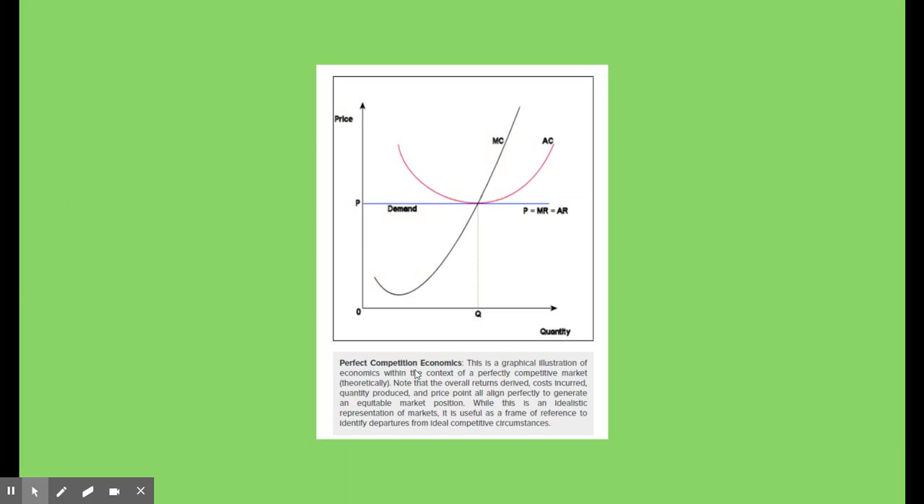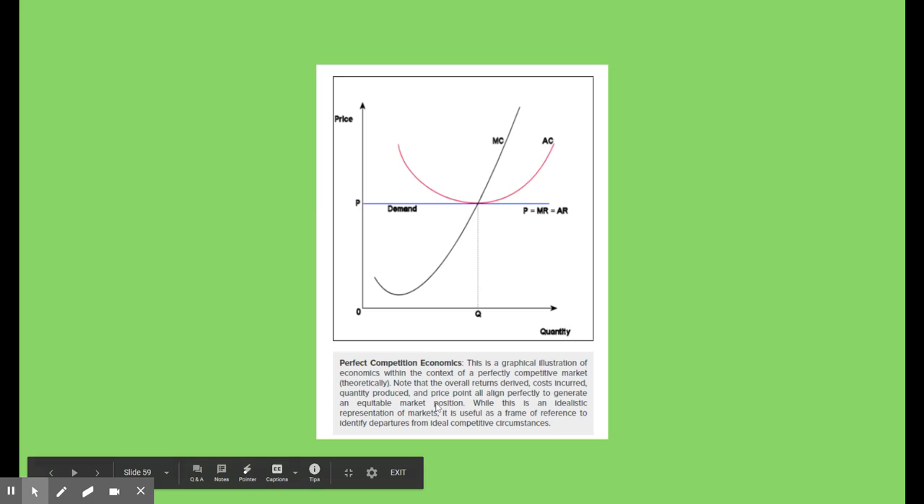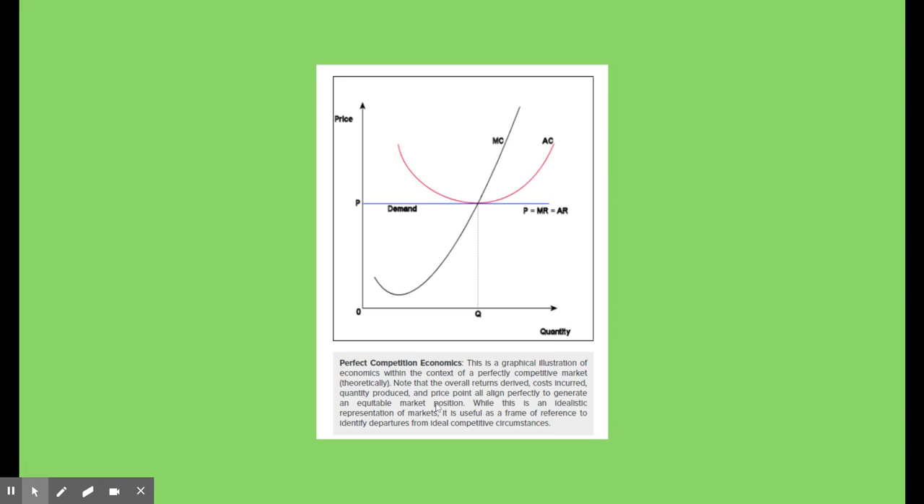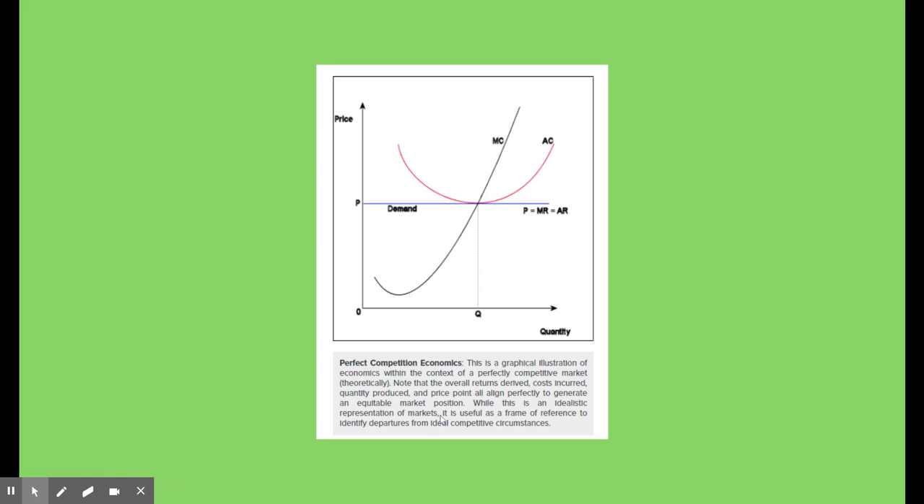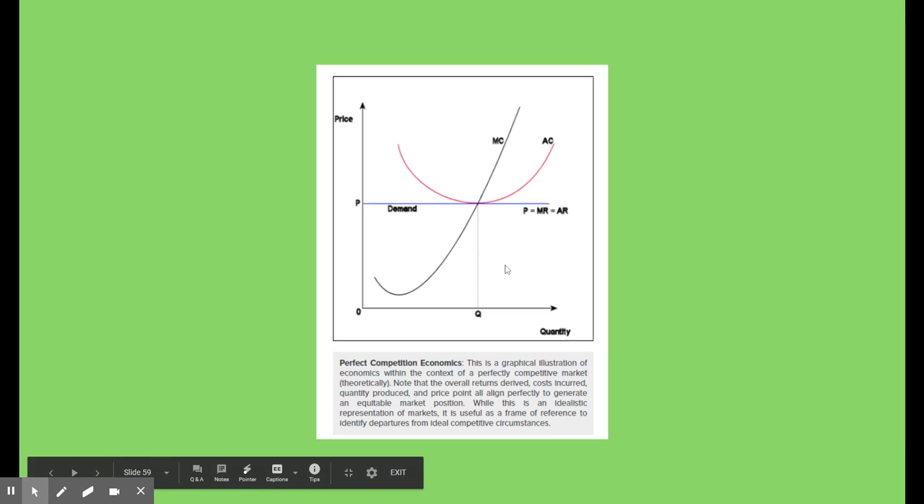And this just goes back to perfect competition. This is a graphical illustration of economics within the context of a perfectly competitive marketplace, which is theoretical once again, because there's no such thing as completely 100% perfect competition. Note that the overall returns derived, costs incurred, quality produced, and price point all align perfectly to generate an equitable market position. While this is an idealistic representation of the market, it is useful as a frame of reference to identify departures from ideal competitive circumstances.